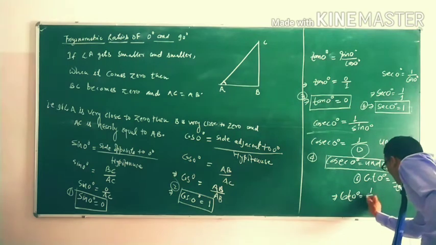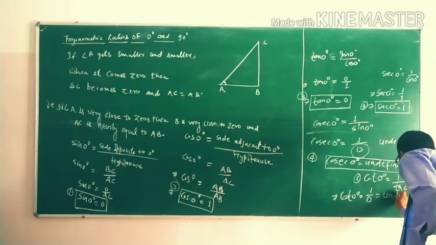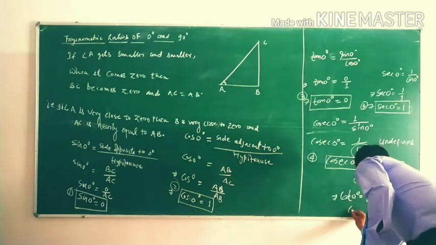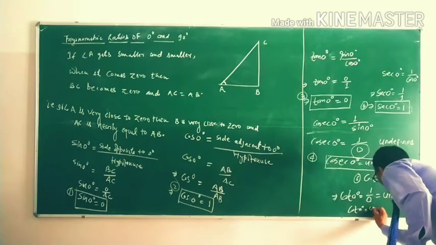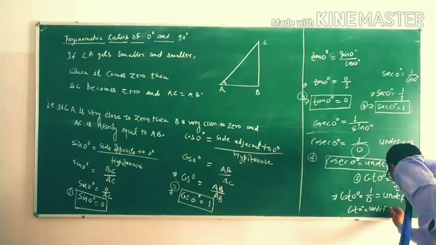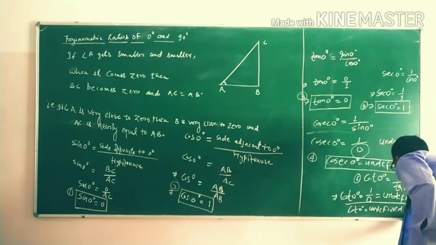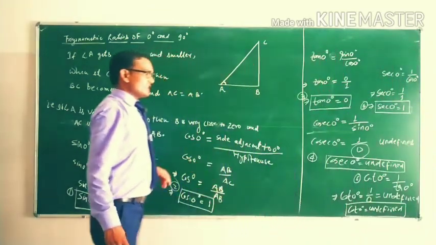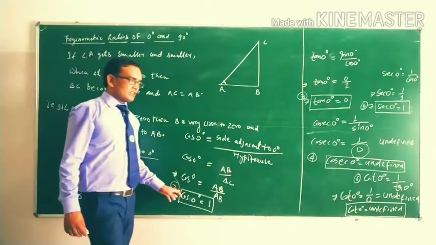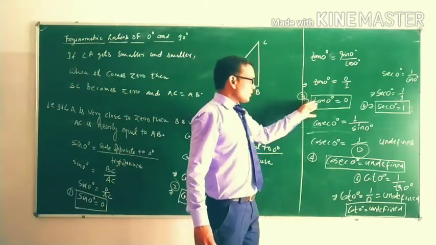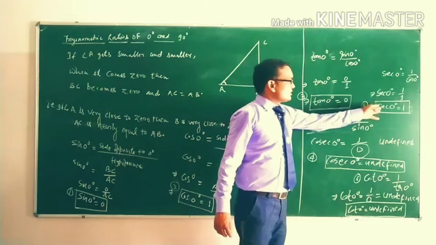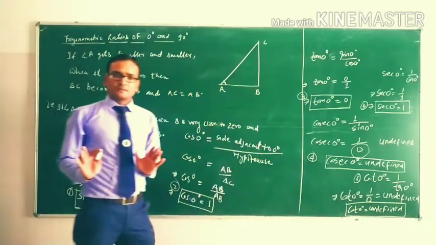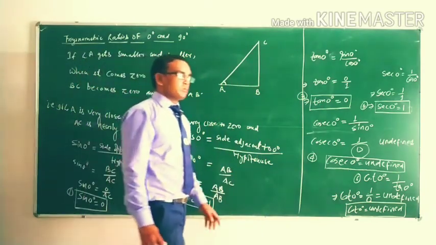This quantity is also undefined. What is the value of cot 0? Cot 0 degree is undefined. Okay, students? Here we find the trigonometric ratios of 0 degree. Sin 0 is 0, cos 0 is 1, tan 0 is 0, cosec 0 is undefined, sec 0 is 1 and cot 0 is an undefined quantity. Do you understand? Okay, let us move.